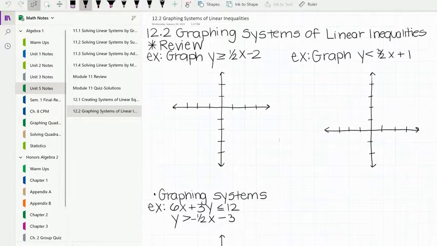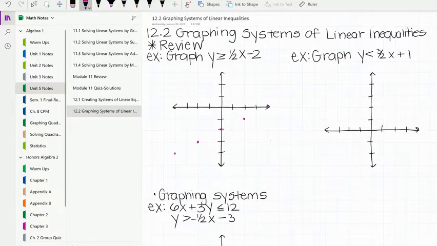So we're going to start off by reviewing just how to graph a linear inequality. Looking at our first example, remember we graph these exactly like we graph lines. There's just a couple differences at the end. So we're going to start with placing our y-intercept at -2. And then from there, our slope is up 1 over 2. Up 1 over 2, and you could also go in the opposite direction.